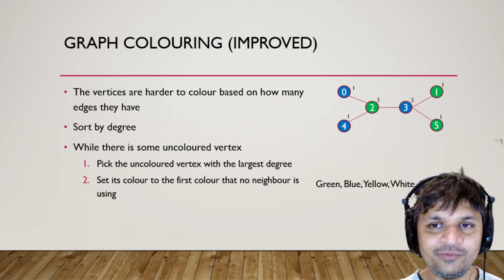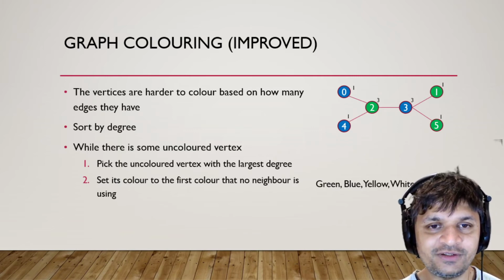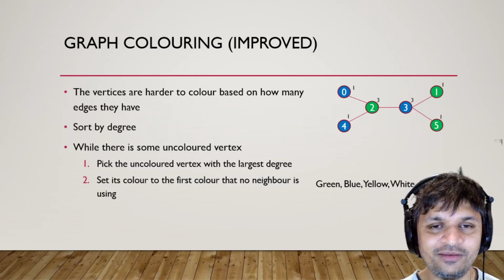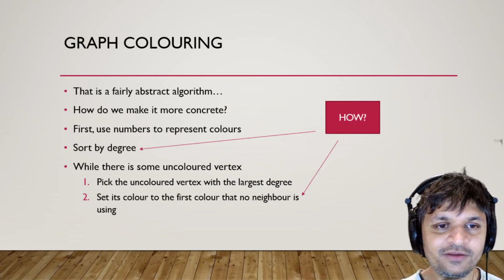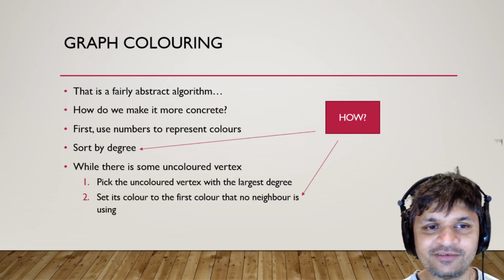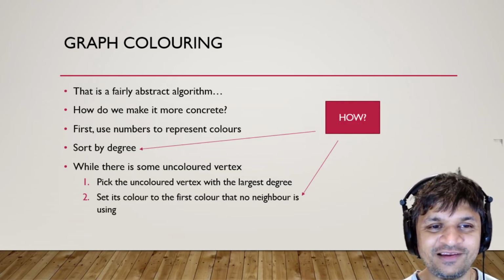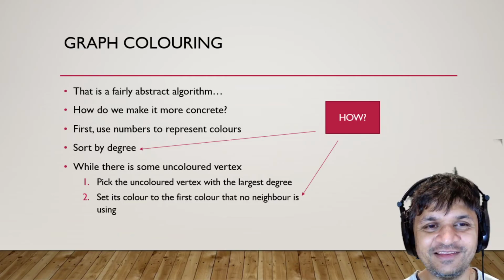Okay, so we didn't make a huge change to the algorithm. We just said, instead of coloring them in some random order, color them in the order of their degree. And we got a much better outcome. And that's pretty much the final algorithm we're going to use. So it's just sort by degree, and then while there is some uncolored vertex, pick the uncolored vertex with the largest degree and set its color to the first color that no neighbor is using.